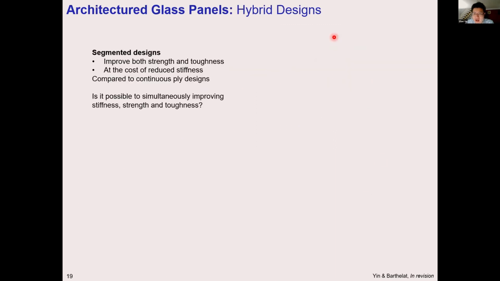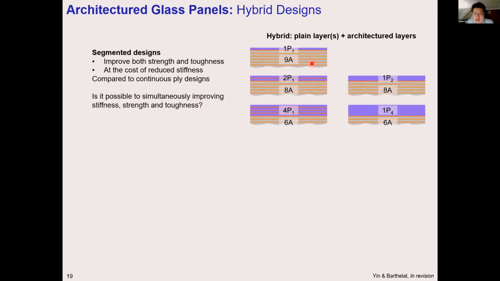But the thing is, the segmented design still has limited stiffness and strength. So we want to improve the stiffness and strength as well. Is it possible to improve stiffness, strength, and toughness simultaneously? We know that all those architectures only work when they are loaded in tension. When they are loaded in compression, those interface shearing mechanisms will not be triggered. In transverse loadings, the top surface is actually loaded in compression, so there is no need to use the architectures.